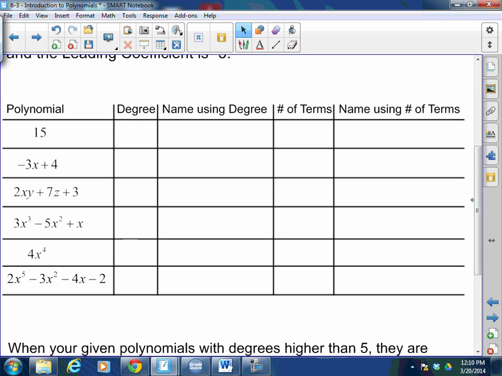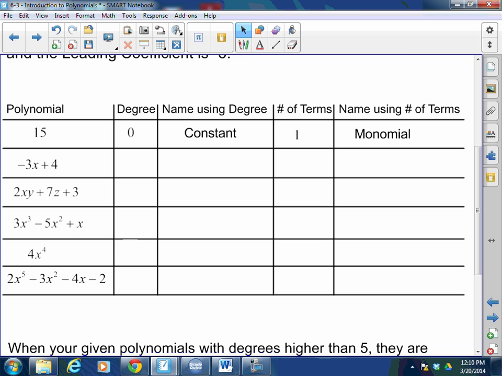Let's fill in the blanks here. For every polynomial that I give you here, I want the degree, the name using the degree, the number of terms, and the name using the number of terms. So my polynomial is 15. What is the degree of a number? 0. When you have a 0 degree polynomial, it's called constant. How many terms do I have? What is a one-term polynomial called? Monomial. So, putting it together, 15 is called a constant monomial.